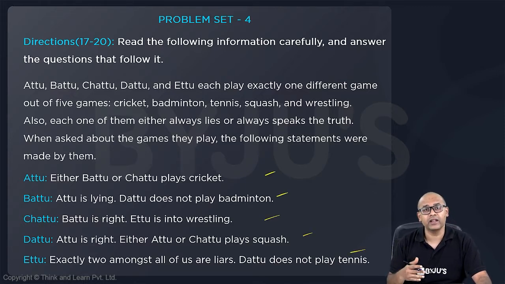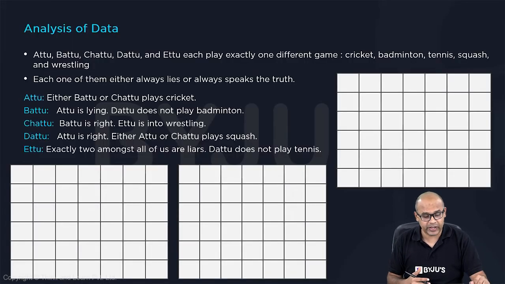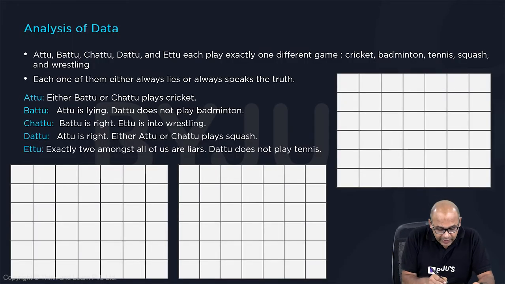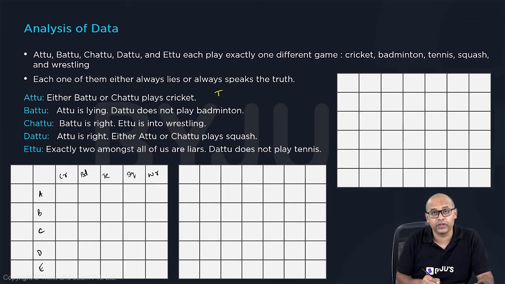So let's make a table based on this information. First, let me write down: we have A, B, C, D, E, and the games they can play are cricket, badminton, tennis, squash, wrestling. Now let's start with the case where Attu is a truth teller. So I will take the case where this person tells the truth.